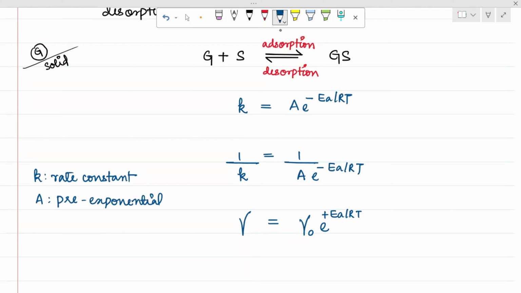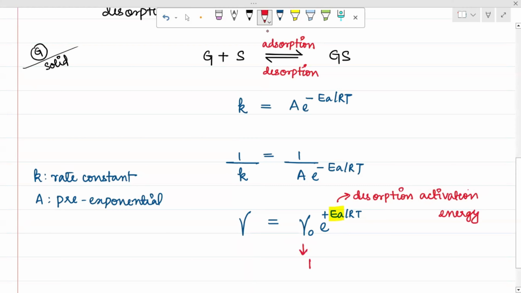Okay. EA is the activation energy in this case. Correct. Now, as we have taken the reciprocal, the activation energy that you get from here, e to the power plus EA by RT, is the desorption activation energy. Okay, so this is the equation: gamma is equal to gamma 0 e to the power plus EA by RT.